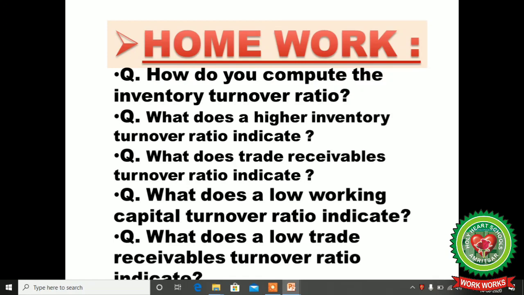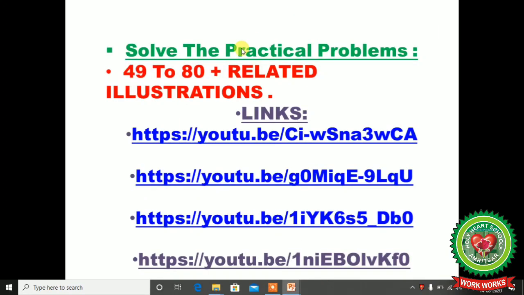Now it's time for homework questions. Today I discussed with you the activity ratio. Under activity ratio, the inventory turnover, working capital, trade receivable and trade payables were discussed. Now see the homework questions. How do you compute the inventory turnover ratio? Second, what does a higher inventory turnover ratio indicate? Then what does the trade receivable turnover ratio indicate? Then what does a low working capital turnover ratio indicate? Then next question, what does a low trade receivable turnover ratio indicate? Along with the theoretical questions, solve the practical problems 49 till 80 along with the related illustrations relating to this topic, activity ratio.